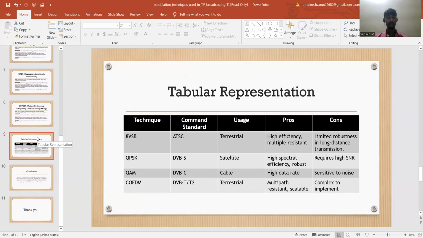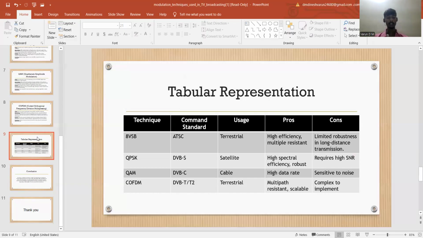Tabular representation. It shows the difference between the four techniques, that is 8VSB, QPSK, QAM, and COFDM. The first is 8VSB, which has the ATSC standard and is used in terrestrial broadcasting. Its advantages are high efficiency and multipath resistance, and its disadvantage is limited robustness in long distance transmission.